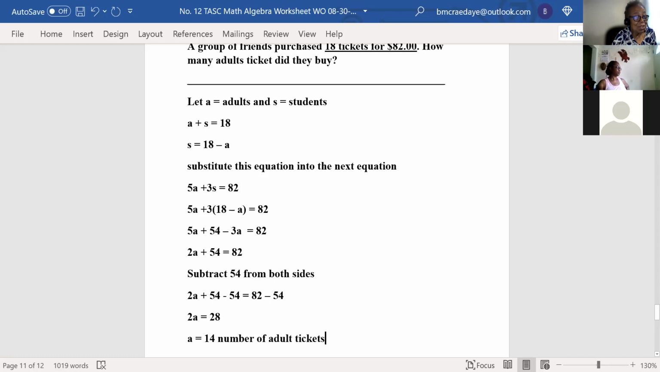So the first thing you did was set up your equations. They said you sold 18 tickets, so total adult tickets plus student tickets is 18. Solve this for just students: 18 minus A, and then you can substitute that in for the S and you have one unknown, that's A. Combine like terms, and you get the A value equal 14.